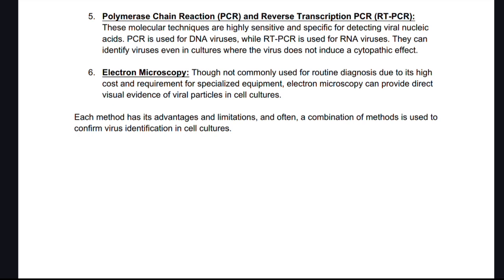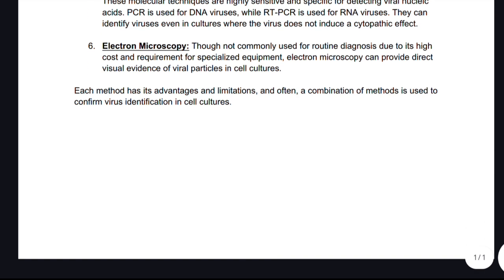There are two types of viral nucleic acids, DNA and RNA. So the PCR is used particularly for the DNA viruses, and reverse transcriptase PCR, RT-PCR, is basically used for the RNA viruses. And number six is electron microscopy.